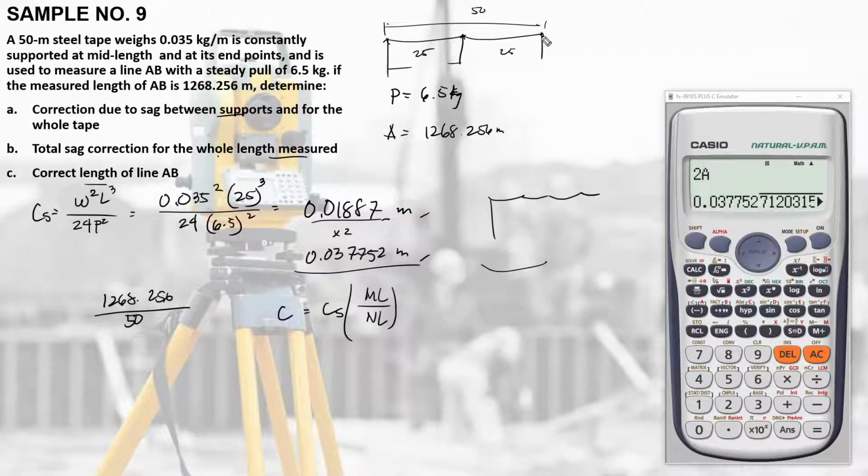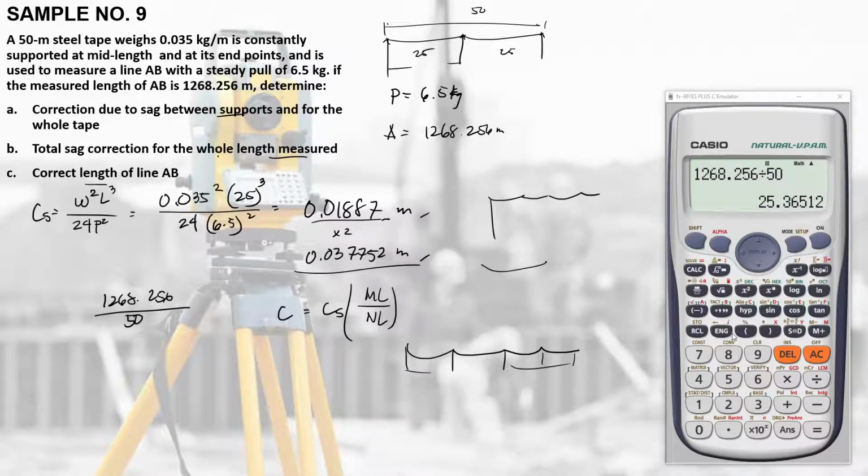Kapag iba na yung hati niya dito, so halimbawa, calculate natin. We have 1268.256. Divide natin ng 50. 25 times natin ginamit. 25 times natin siyang mineasure ng ganyan. So, ito yung una, and then yung pangalawa, etc. ng 25 times. Pero yung natitirang 0.36512, hindi naman mag-a-apply yun na ganun lang din yung sag. So, hinihiwalay siya ng equation.